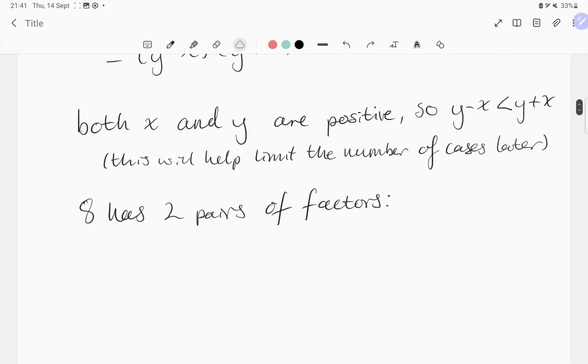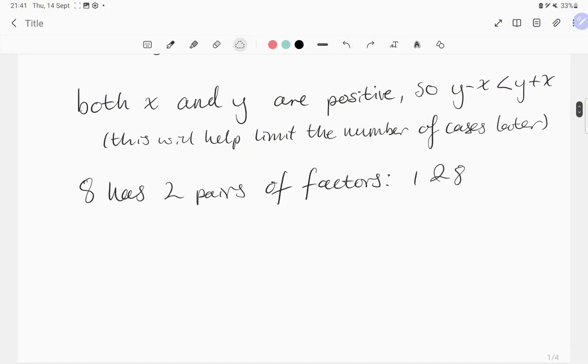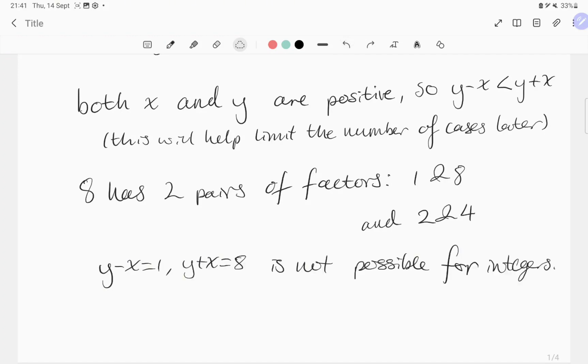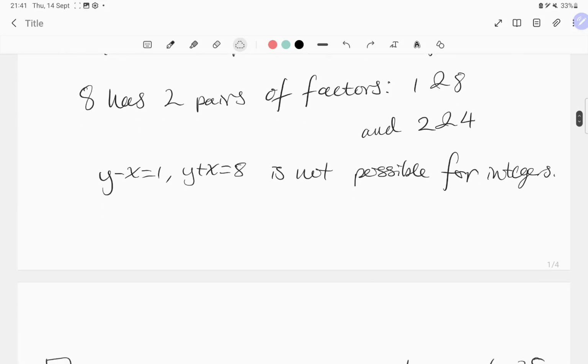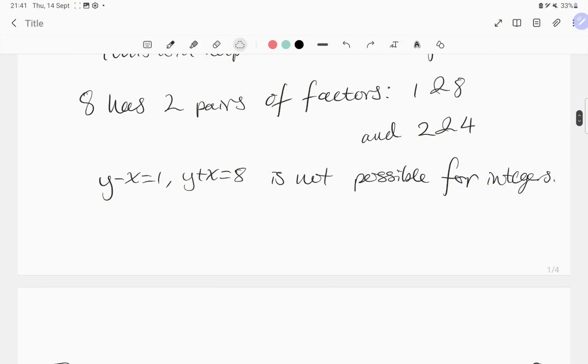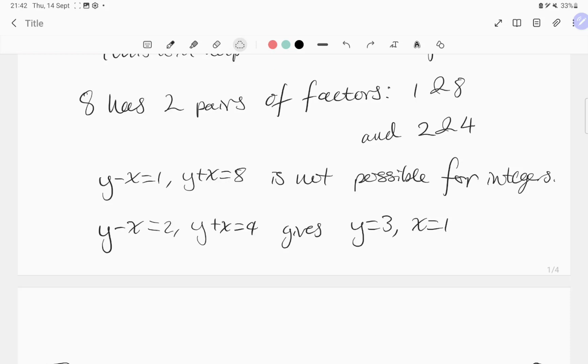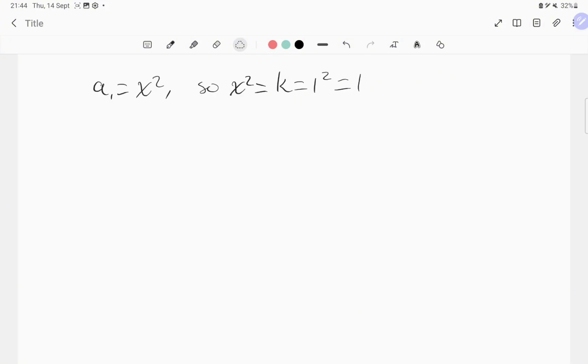Now let's consider the number of factors 8 has. It has 2 pairs of factors, 1 and 8 and 2 and 4. Now, y minus x equals 1 and y plus x equals 8 is not possible for integers. However, y minus x equals 2 and y plus x equals 4 gives y equals 3 and x equals 1. Therefore, a1 equals x squared, so k equals 1 squared equals 1. And that is the first solution done.